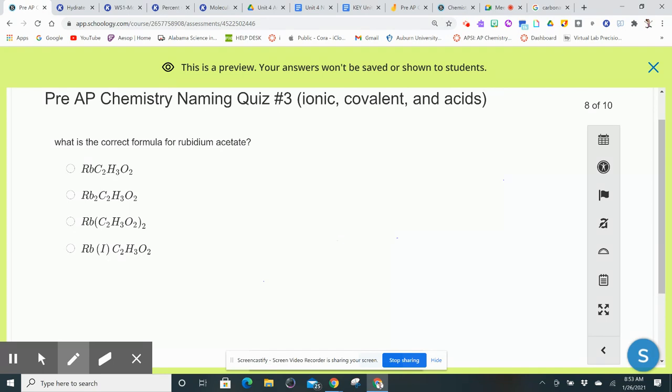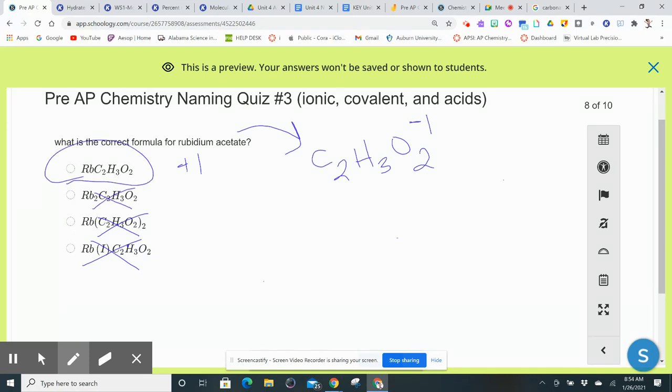Yes, it is. It's in group 1, so it has a +1 charge. Acetate is a polyatomic ion that you have to memorize, C2H3O2, and it has a -1 charge. So they balance each other out already. Is rubidium a transition metal? No, so cross that one out. Do I need 2 acetates to balance this? No, so I can cross that one out. Do I need 2 rubidiums to balance the acetate? Nope, so I can cross that one out. It has to be that one.